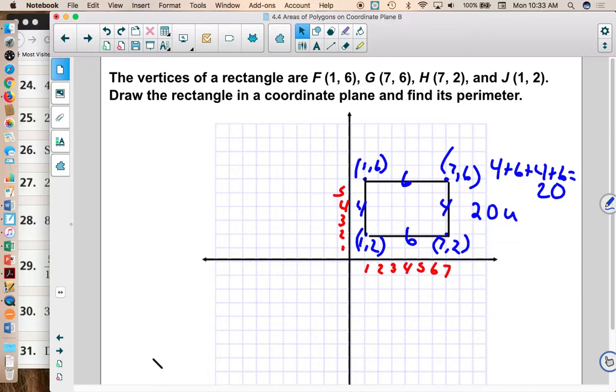Whoever built that fence had to know how much fence they needed to buy. So they needed to know the distance of that fence. They calculated the perimeter of that yard to purchase the length of fence they needed. That's a perfect example of where perimeter is used.